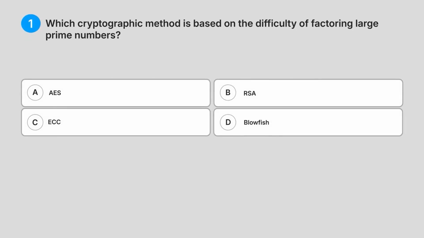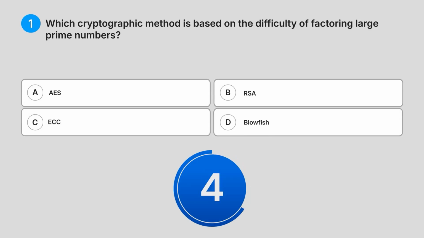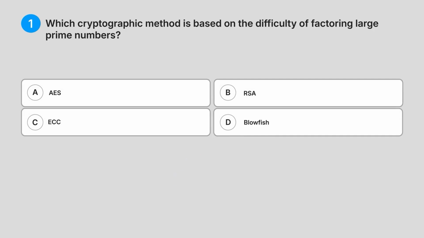1. Which cryptographic method is based on the difficulty of factoring large prime numbers? A. AES, B. RSA, C. ECC, D. Blowfish. What do you think is the answer? Correct answer, B. RSA.